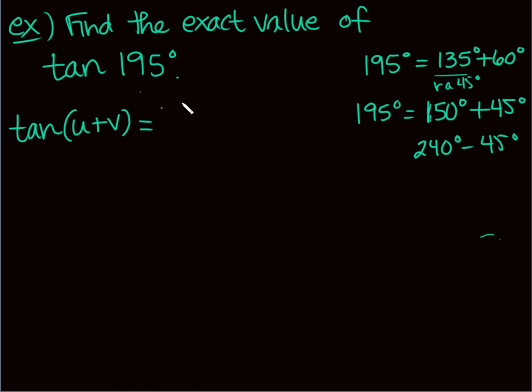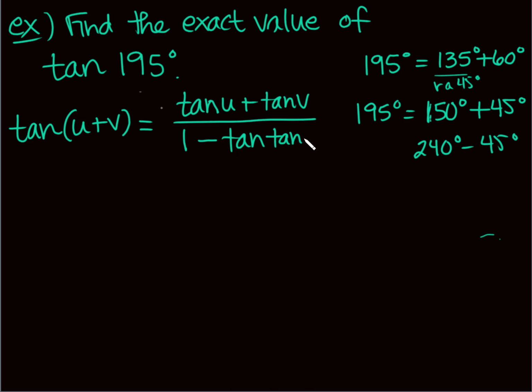So tangent of u plus v, remember, is tangent of u plus tangent of v, and then on the bottom it's the opposite sign, 1 minus tangent of u times tangent of v. I see it. Okay, so what did I say I was going to use? Let's use 135 plus 60.